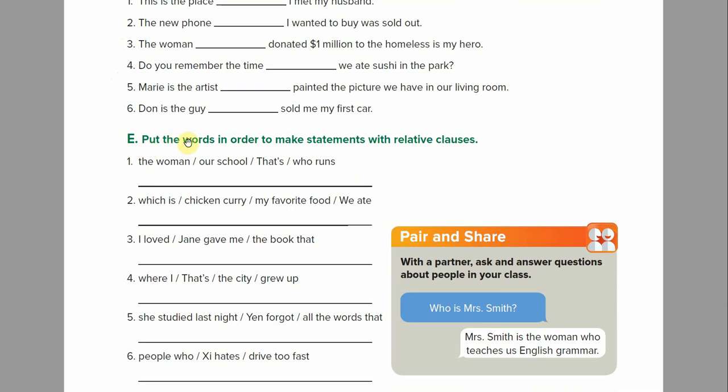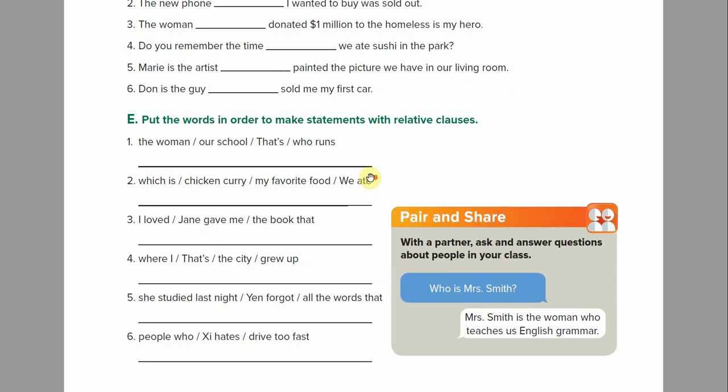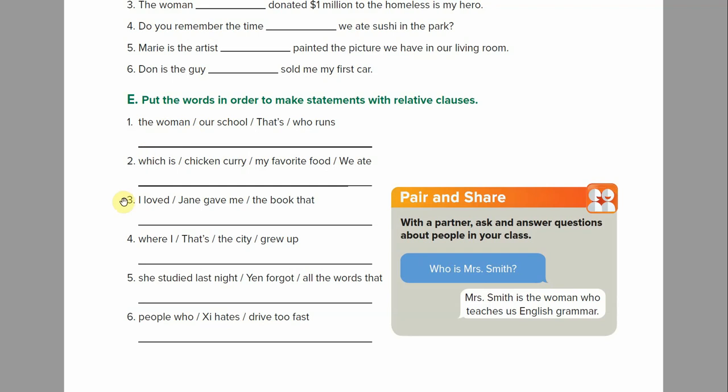Exercise E says put the words in order to make statements with relative clauses. On this one, you need to arrange these to make a complete sentence. Remember, capital letters are always first, so that should help you out. That is the woman, which woman? Who runs our school. Don't forget your period. That's the woman who runs our school. So write that there, and then let's go to number two.